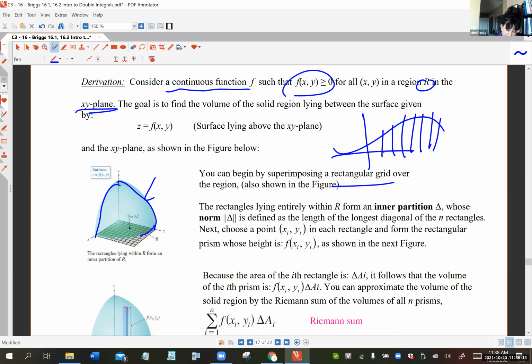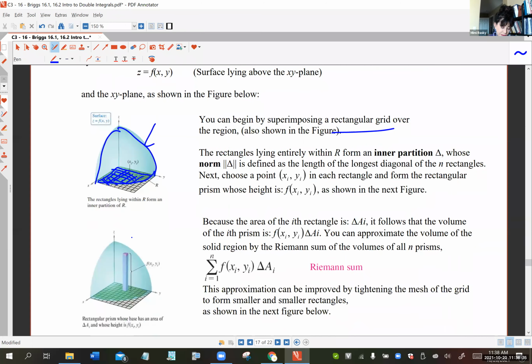And you've probably seen partitioning when you were in Calc 1. Do you remember they partitioned stuff with rectangles and stuff like that? Do you remember all that? We're doing the same thing right now. But instead of partitioning your interval down here into subintervals like you did in a Calc 1 class, the analog to that is partitioning the base of the solid into a bunch of little itty bitty rectangles. And they call that an inner partition. And they name the partition delta. And the norm of the partition is defined as the length of the longest diagonal of one of those little itty bitty rectangles. Fine.